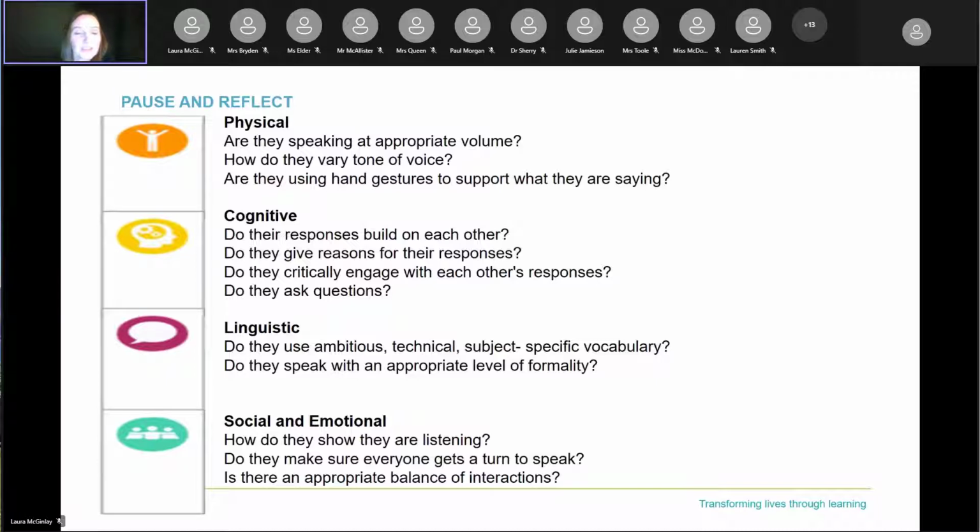Did they ask questions? Was there anyone that stood out linguistically? Who was using ambitious vocabulary? And how did they show they were listening? And who do we think might need support with this? So I'm just going to pause there and just think about, did you find this framework helpful to identify the learners' strengths and next steps in this film clip? So just to give you a moment just to respond to that question.